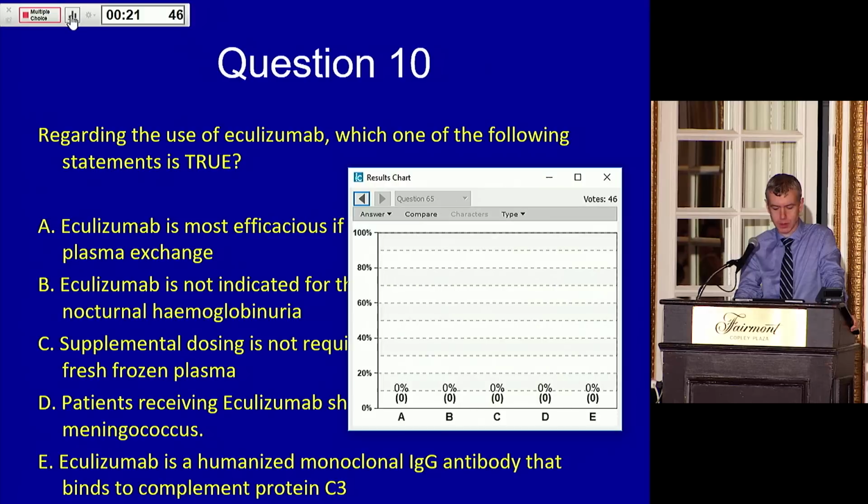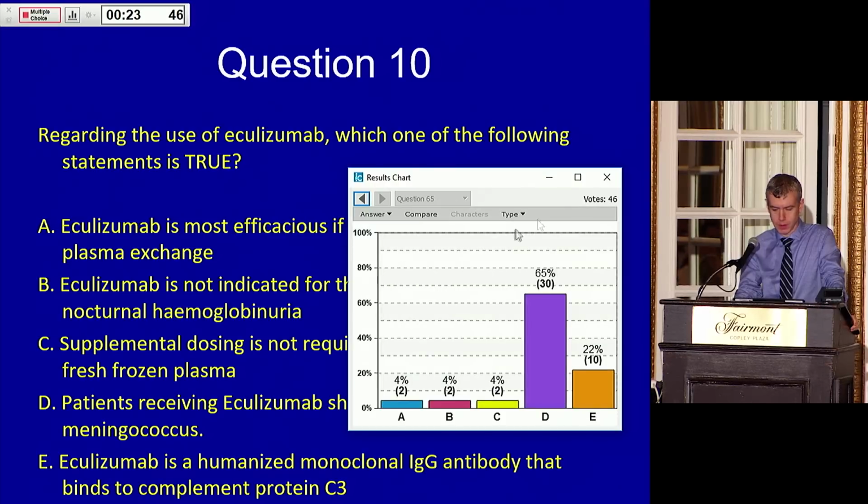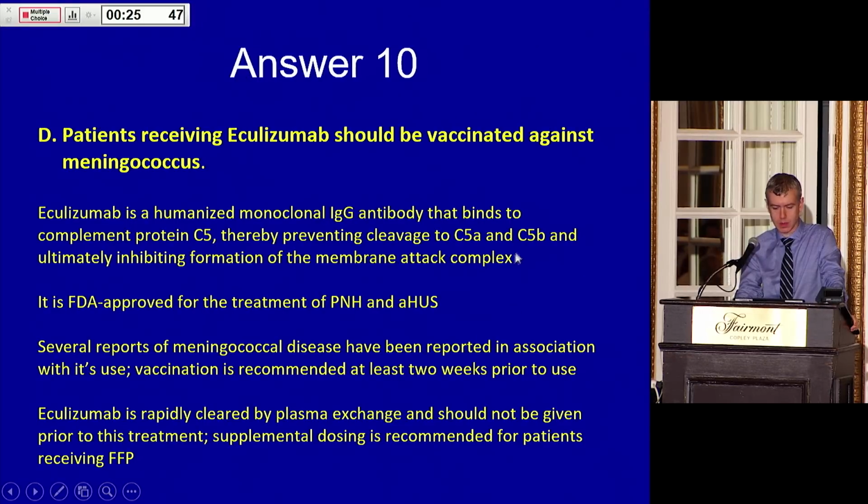Okay, let's check it out. So most people are going for D, which is the correct answer. So eculizumab is a humanized monoclonal IgG that binds to complement protein C5, thereby preventing cleavage to C5a and C5b, ultimately inhibiting formation of the membrane attack complex.